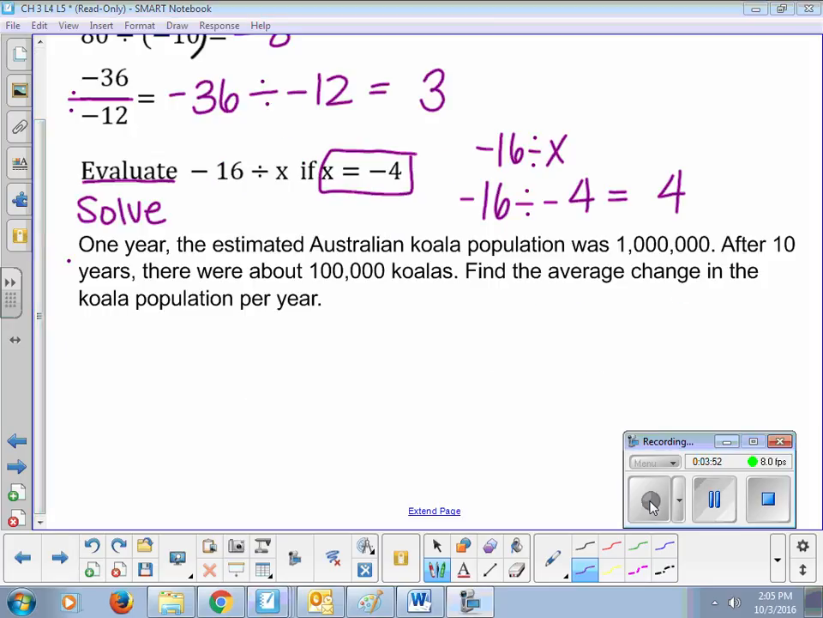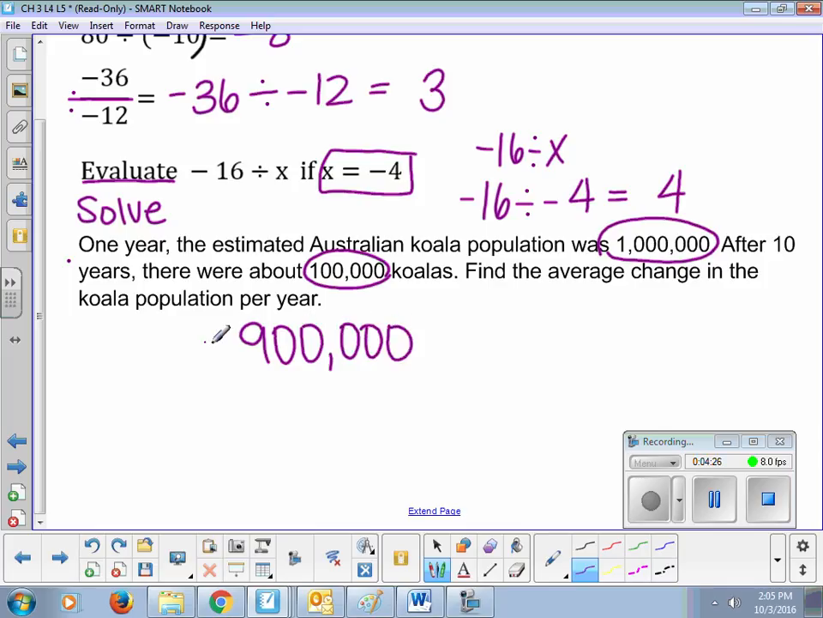Okay, for the last example, we have a word problem. One year, the estimated Australian koala population was 1 million. After 10 years, there were about 100,000 koalas. Find the average change in the koala population per year. If we started at 1 million and now we're at 100,000, did we increase or decrease? Decrease by how many? 900,000. So would that be a positive or negative 900,000? Negative. A negative 900,000.